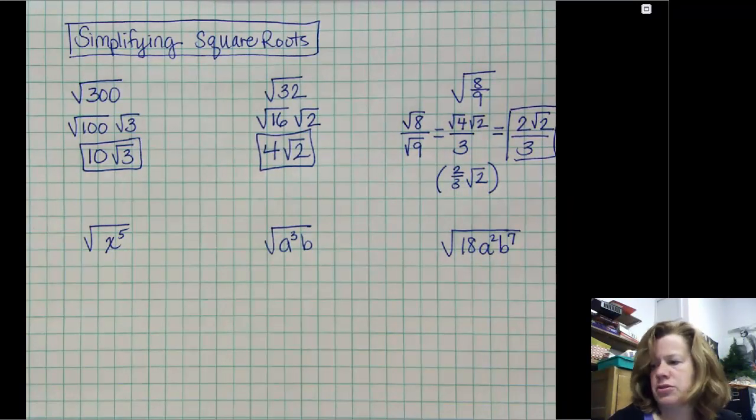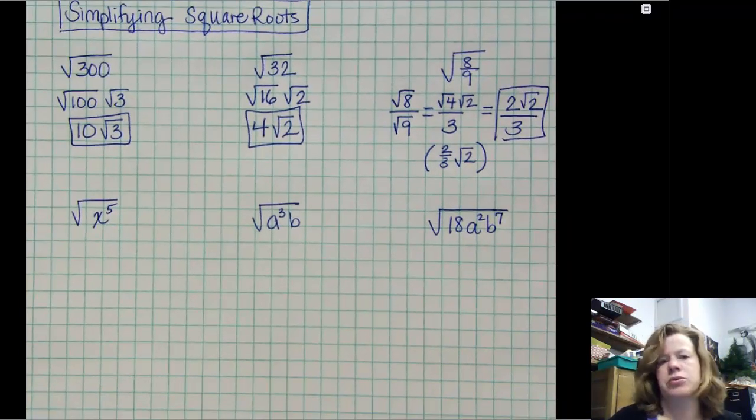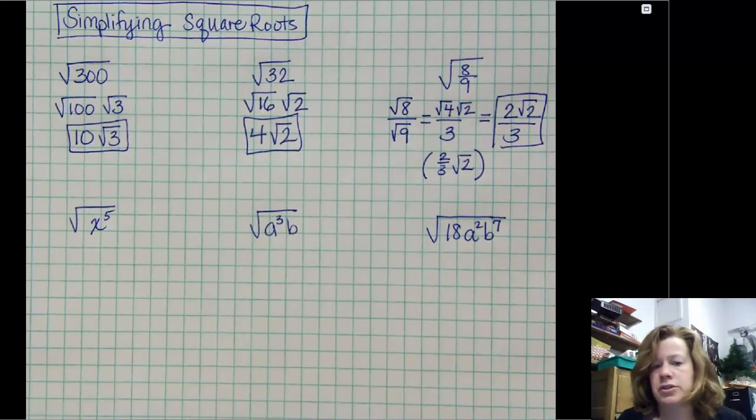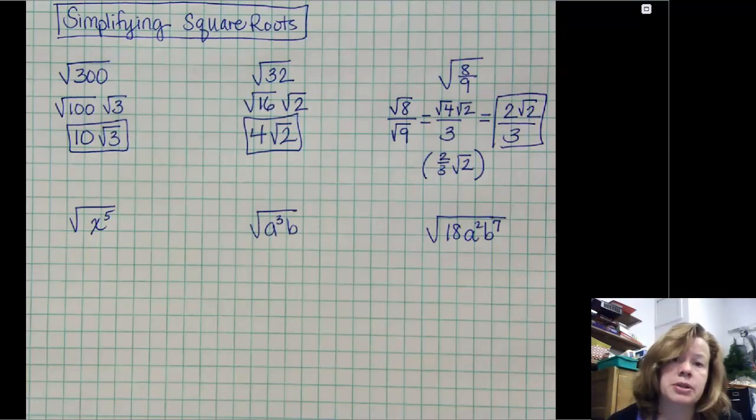Okay, another thing that makes students nervous are variables under our square roots. And the best and quickest way to think about those is any even number exponent is a perfect square. So essentially, if you have an odd number exponent, subtract 1 from it to make it even, and then go from there. Here's what I mean.